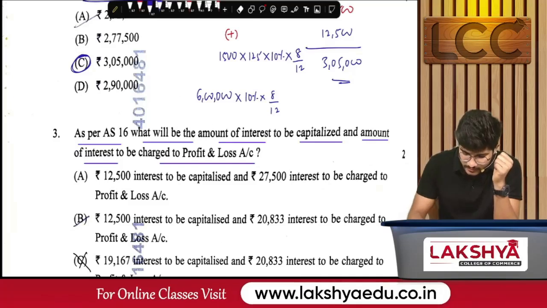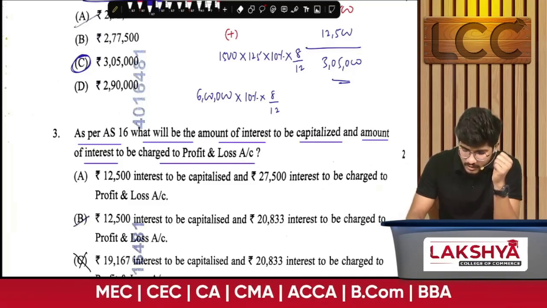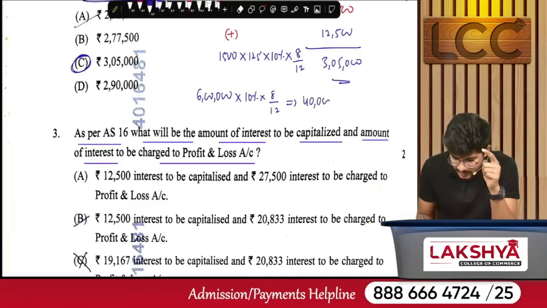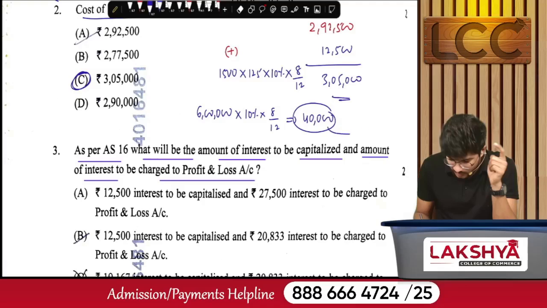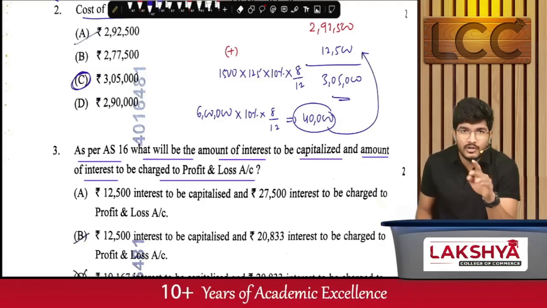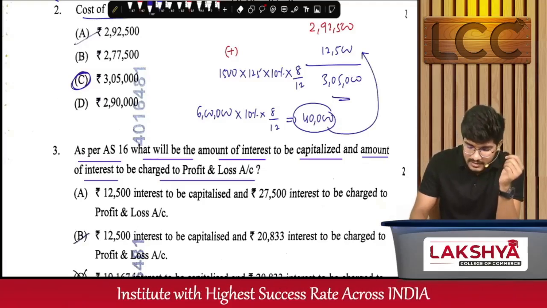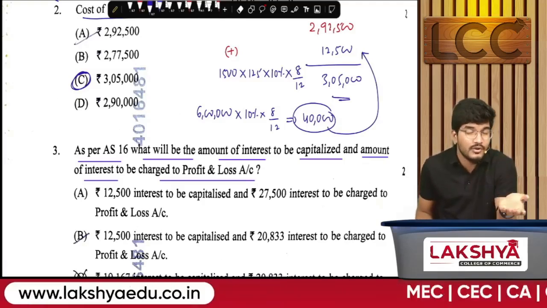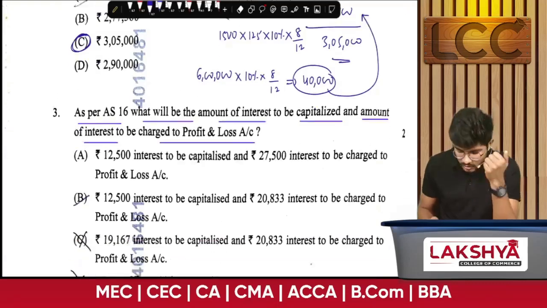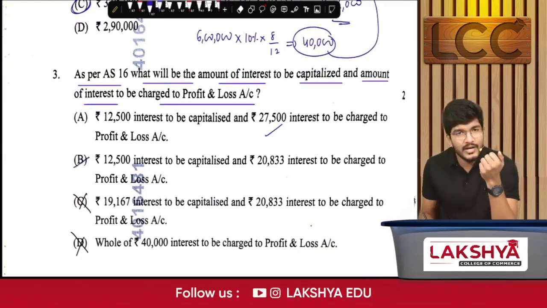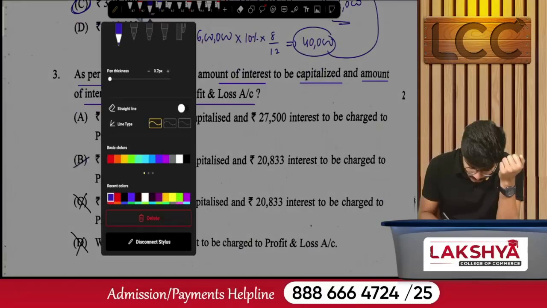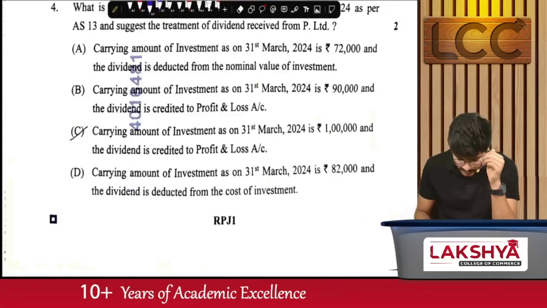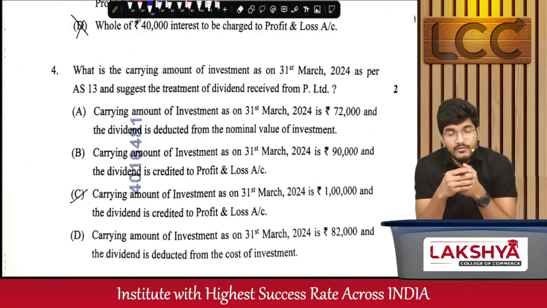Now out of 6 lakhs, a 10% rate of interest, that is for 8 months. So 6 lakhs into 10% into 8 divided by 12. So the total interest charged by the loan provider is 40,000. And out of this 40,000, 12,500 we should capitalize. Then the balance will be 27,500. This 27,500 shall be charged to P&L because that is not used for a qualifying asset, right? So 27,500 shall be charged to P&L as an interest expense. Now the correct option is option A. Clear?